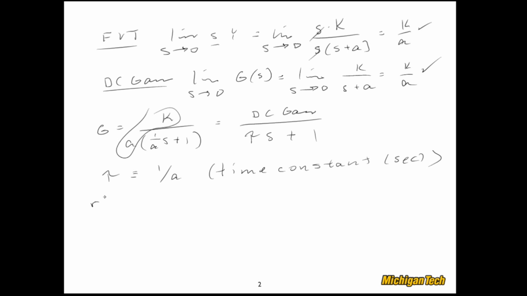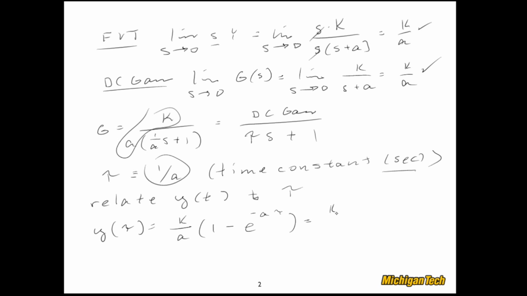Well, now let's try to relate y of t to our time constant. The way we'll do it is, since we know that the time constant is some time t, we'll just go ahead and evaluate y at tau. So this was our y of t, and I'm going to replace t with tau. So I get e to the negative a tau. But of course tau is 1 over a. So what I really get is k over a, 1 minus e to the negative 1.